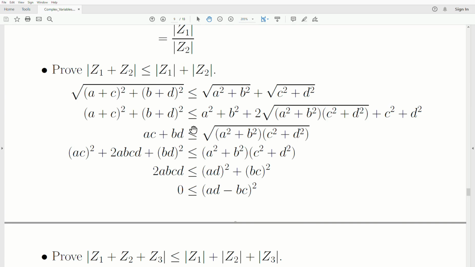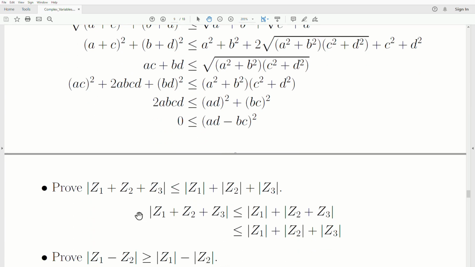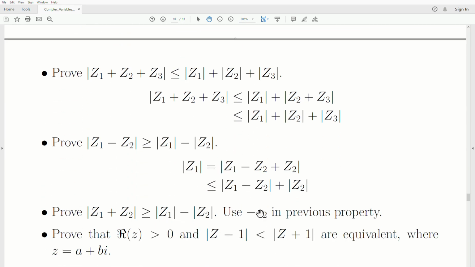Now this can be extended to any number of complex numbers. I'll illustrate it with 3, but really it could be m complex numbers. We want to prove this inequality. So we bring this down. Now note that if we think of z2 plus z3 as a complex number, then the previous property tells us that it's less than or equal to this piece. But then we apply it again to these 2 complex numbers, and we get this, right? And that's what we wanted to show. And that can easily be extended to m complex numbers.